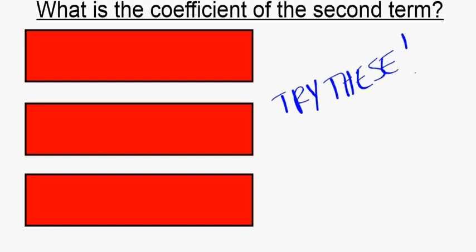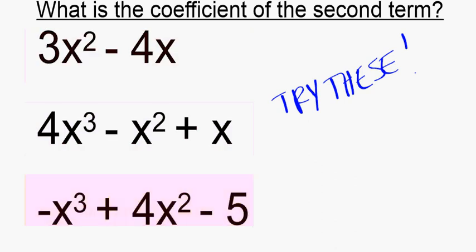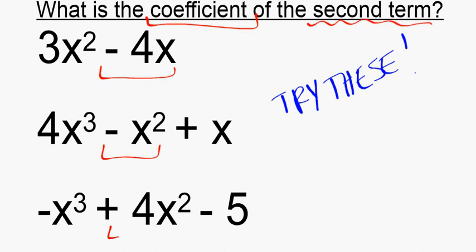So this is the third video for your terminology packet. Make sure you try these examples on your own before checking your answers with this video. Pay attention to the question. It's asking you what is the coefficient of the second term. So you're looking at the second term here for each of these, and the coefficient is the number in front of the variable. So here, the coefficient is a -4.